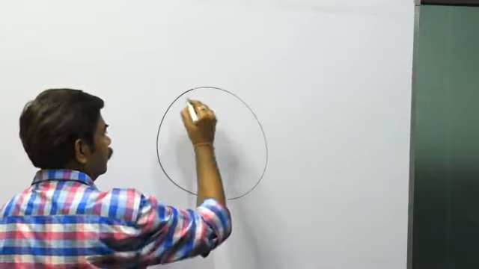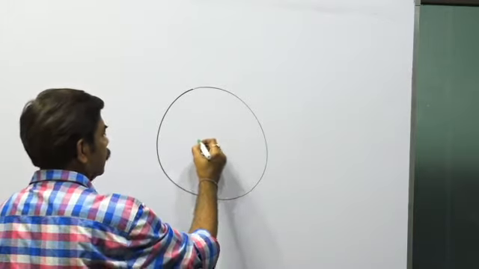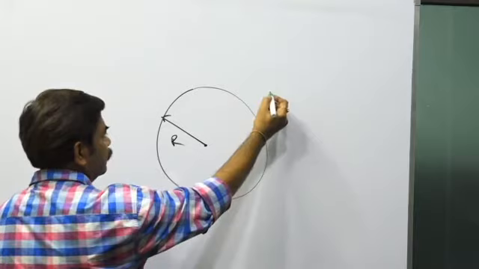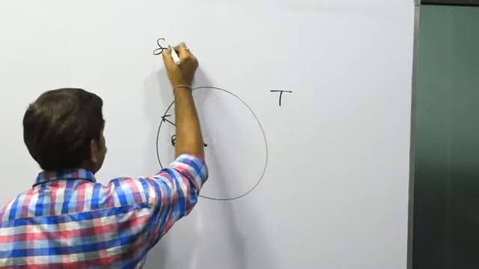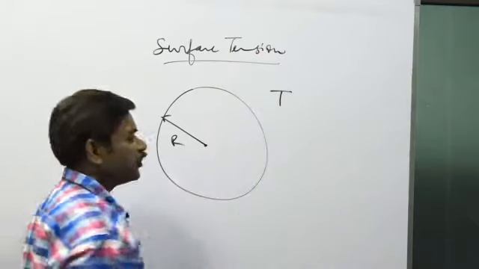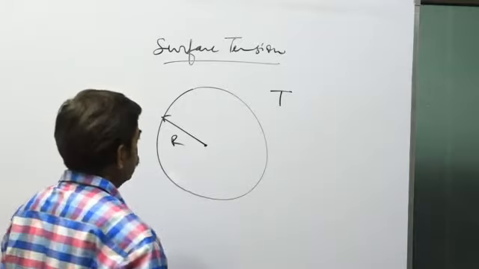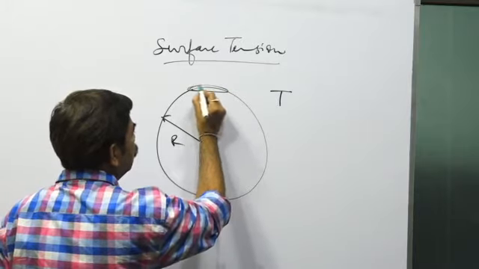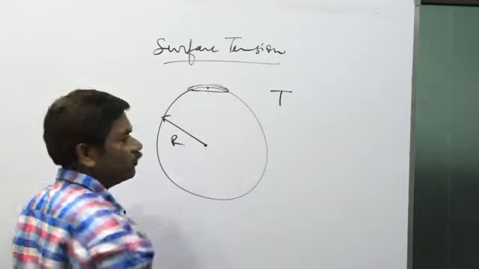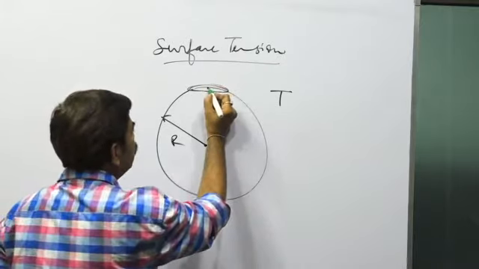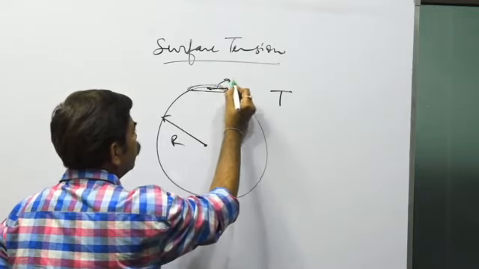Look at this. Suppose we have a spherical liquid drop of radius r, and the surface tension of this liquid is T. Now here, at the top of it, I consider a very small surface on the sphere, and the radius of this surface is small r.